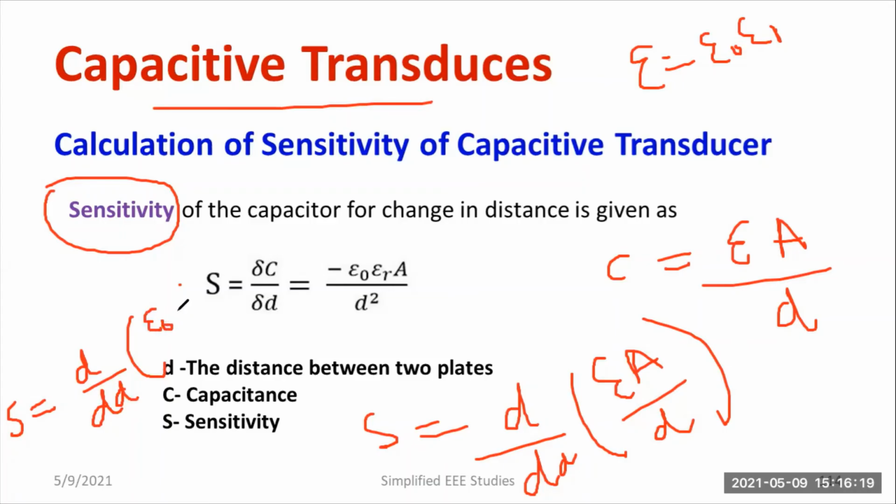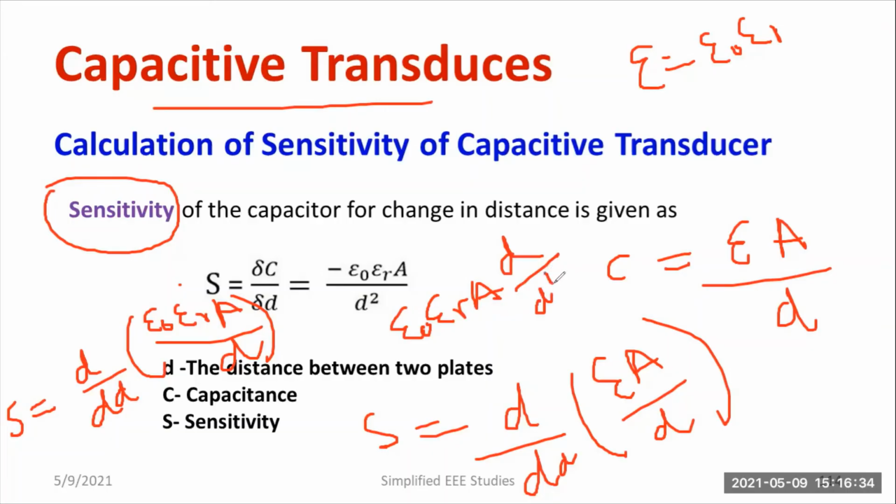Epsilon 0, epsilon R into A by D. Likewise you can modify. Anyway, you know that epsilon 0, epsilon R, A will be constant. Then d by dD of 1 by D. What is d by dD of 1 by D? Then I will be getting minus 1 by D square. So finally, what is the result? Epsilon 0, epsilon R, A into minus 1 by D square.